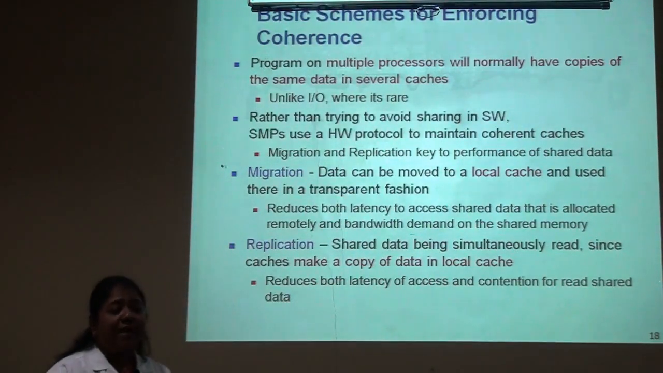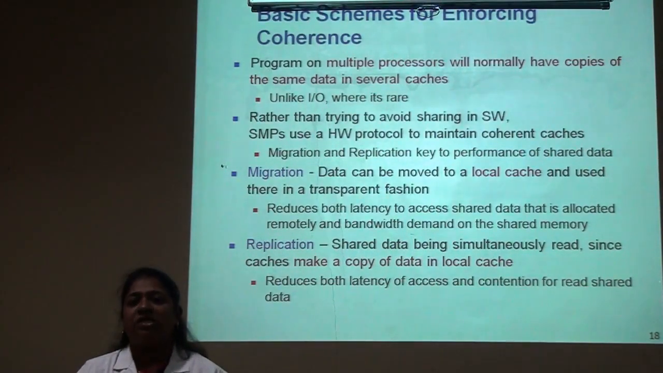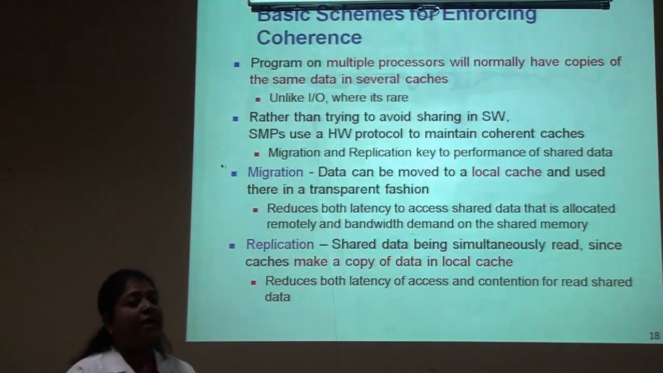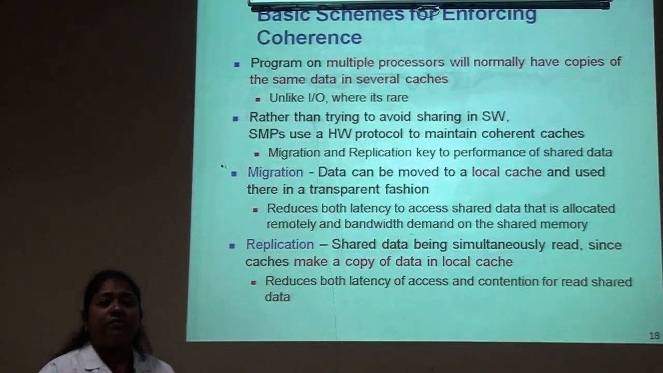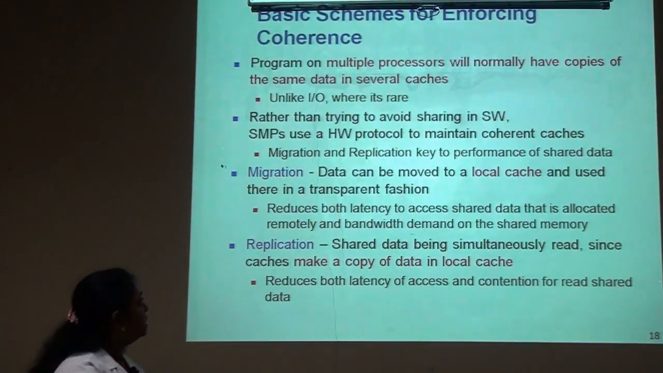The second one is replication of the cache. What is replication? It is duplication. We are copying the same data in multiple places. The cache data also can be copied and placed at some other location. So these two techniques can be used to enforce coherence. The coherence problems can be solved with the use of two techniques: first one is the migration technique, second one is the replication technique.